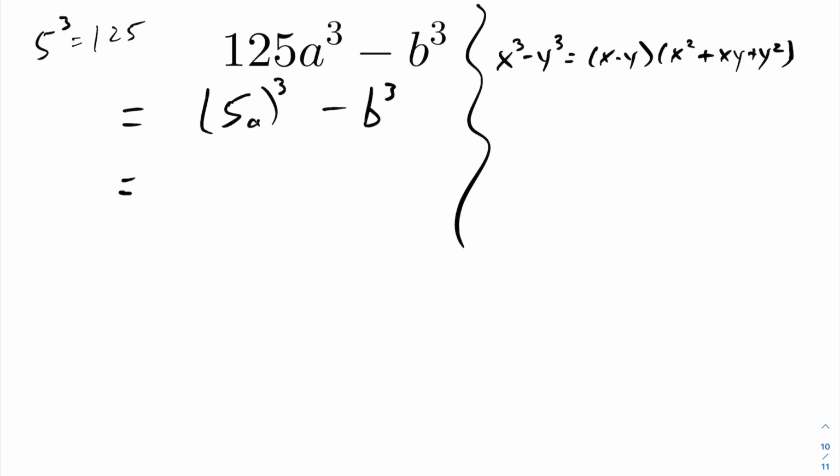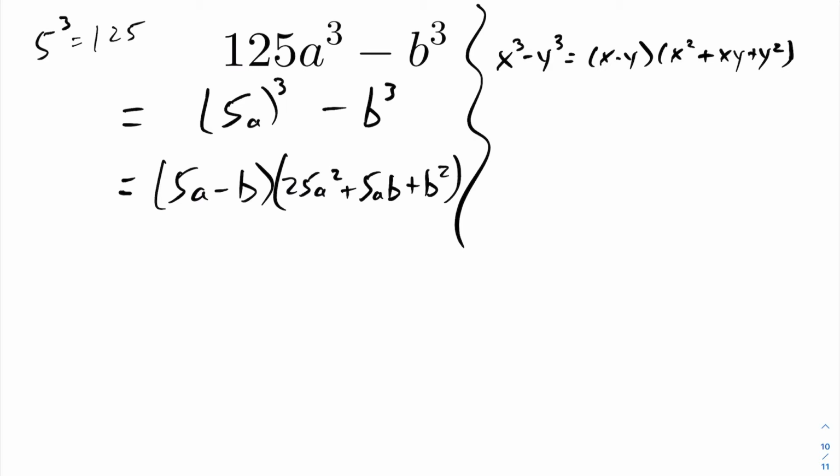So now we have a difference of cubes, in which case this takes the place of my x, and this takes the place of my y. So we have x minus y, and you can see that here, x minus y. Then you have your first expression squared. If I square 5a, you can see I get 25a squared. Then we have plus the product of your x and y values. So in this case here, this is my x and this is my y, so it'll be plus 5ab. And lastly, plus y squared. So in this case here, my y value represented by b, so it's going to be plus b squared. So now our expression here is now fully factored.